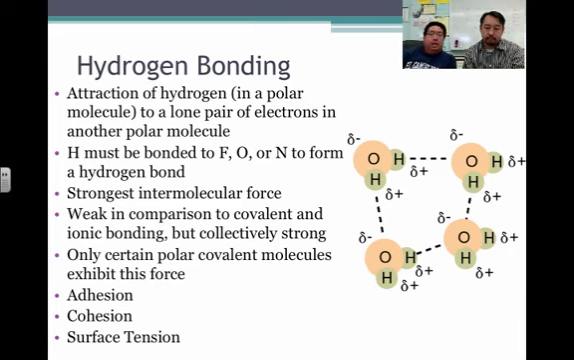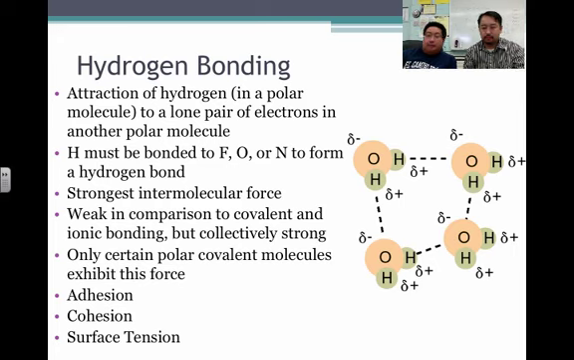Hydrogen bonding. Hydrogen bonding basically is a hydrogen from a polar molecule being attracted to a lone pair of electrons in another polar molecule. And it tends to happen only with four elements: hydrogen with fluorine, oxygen, or nitrogen. And that'll form your hydrogen bonding. And it's the strongest of your intermolecular forces.